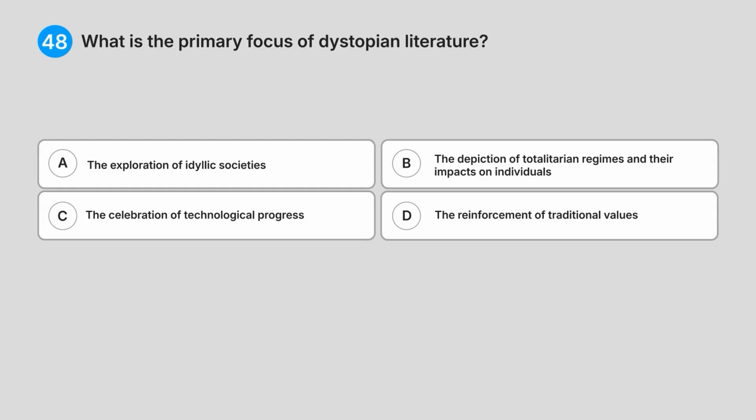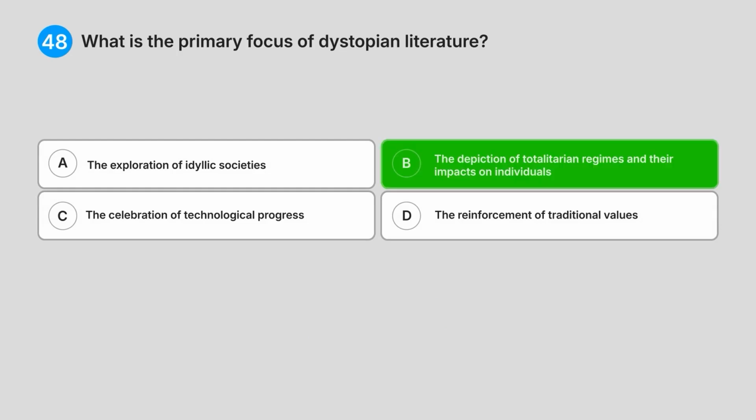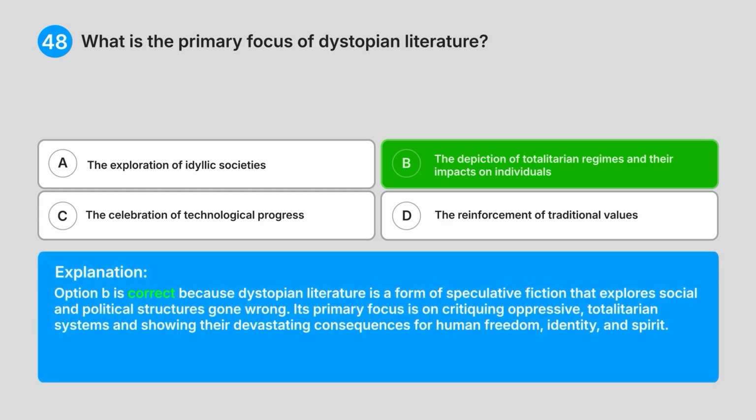Correct answer. B. The depiction of totalitarian regimes and their impacts on individuals. Explanation. Option B is correct because dystopian literature is a form of speculative fiction that explores social and political structures gone wrong. Its primary focus is on critiquing oppressive, totalitarian systems and showing their devastating consequences for human freedom, identity, and spirit.